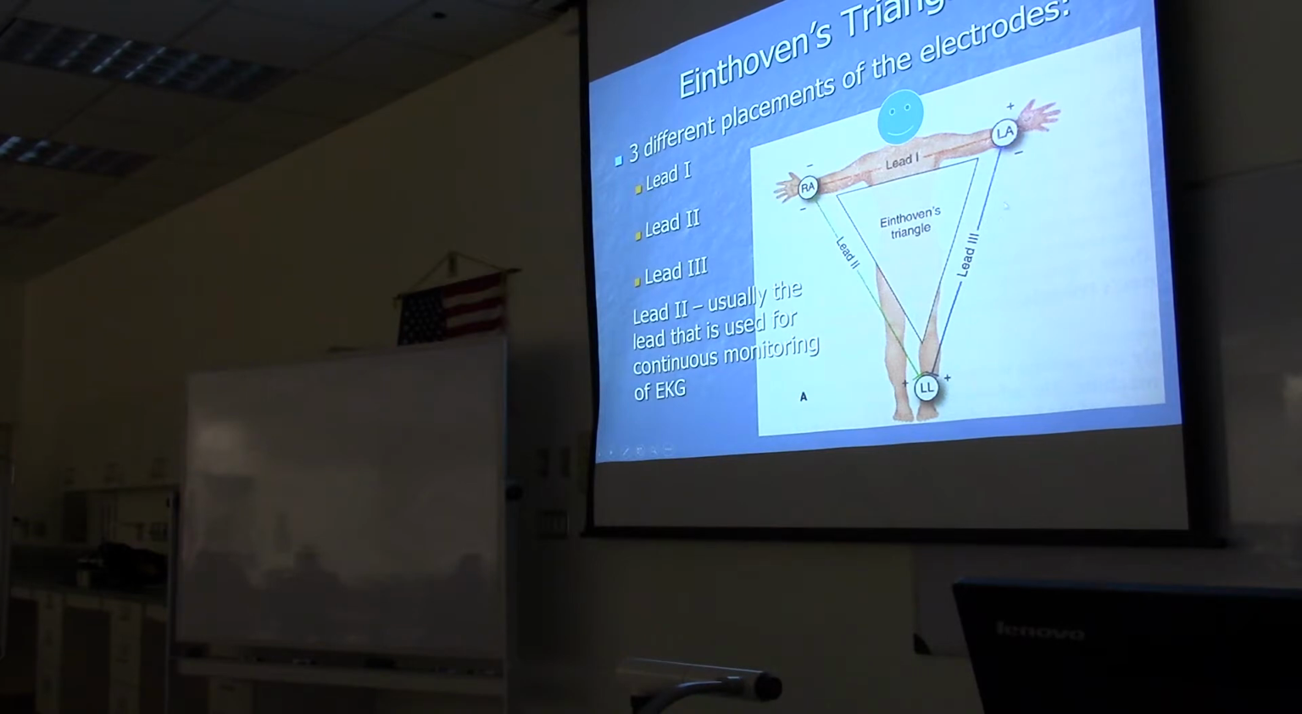And then for lead 3, we tell the machine, okay, make the left arm or the left clavicle electrode negative, and make the left leg or the ribs positive. And that's called lead 3.